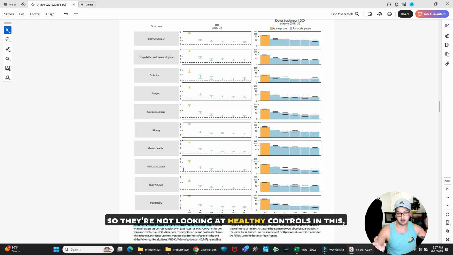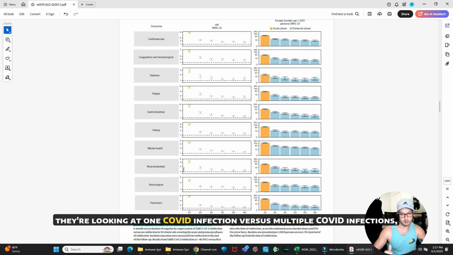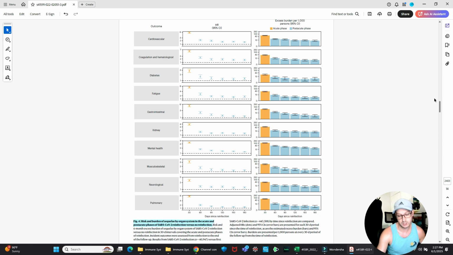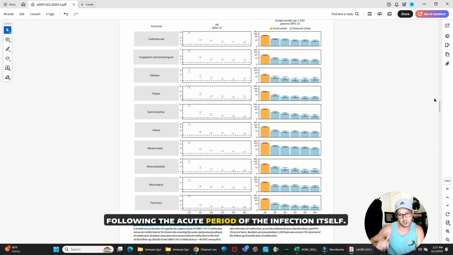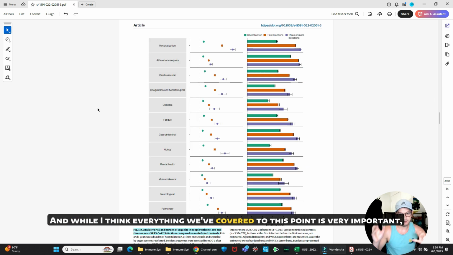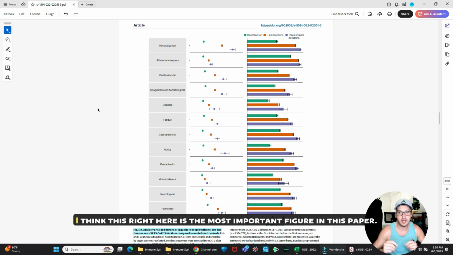So they're not looking at healthy controls in this. They're looking at one COVID infection versus multiple COVID infections. And the risk is remaining elevated for these health issues following the acute period of the infection itself. In the long term, it's sort of holding at an increased level with these reinfections versus having no reinfections. And while I think everything we've covered to this point is very important, I think this right here is the most important figure in this paper.